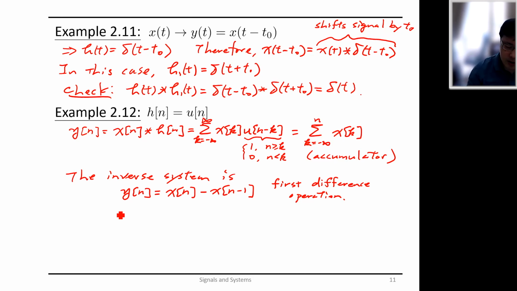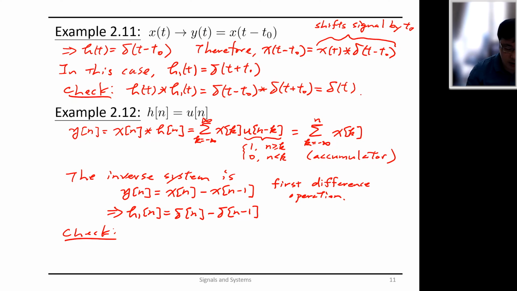This system has an impulse response h sub 1 of n that is equal to delta[n] minus delta[n minus 1]. So this h sub 1 of n is what you get if you input x[n] equal to delta. Now you can check that this is indeed an inverse system to a system with impulse response u.